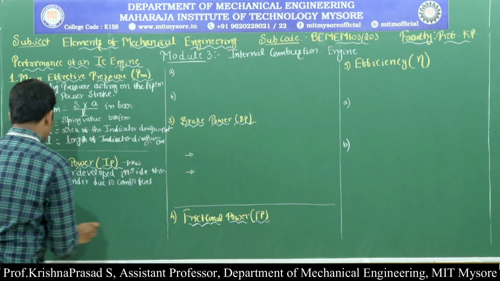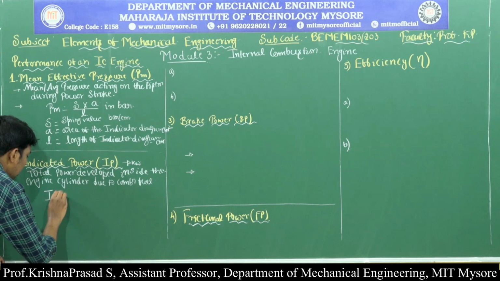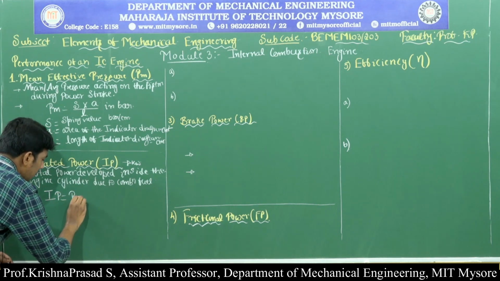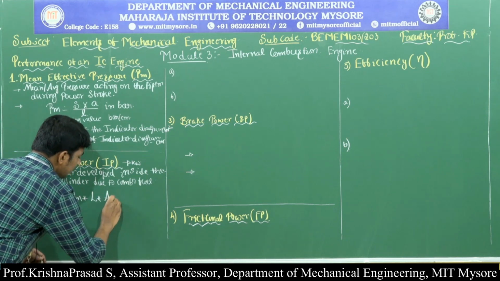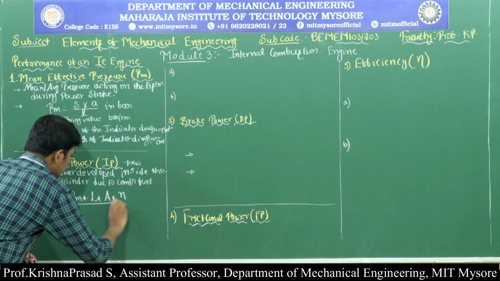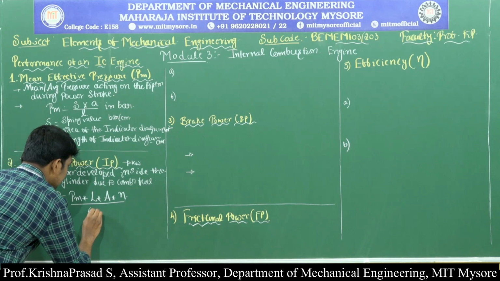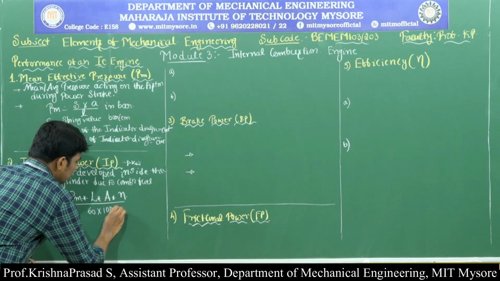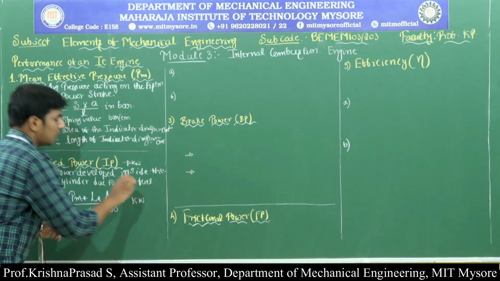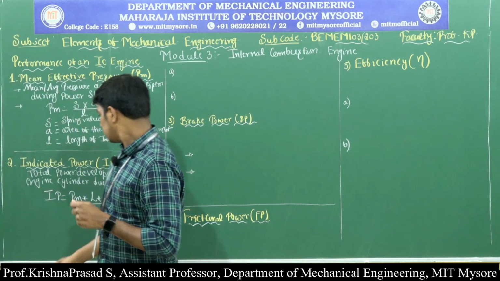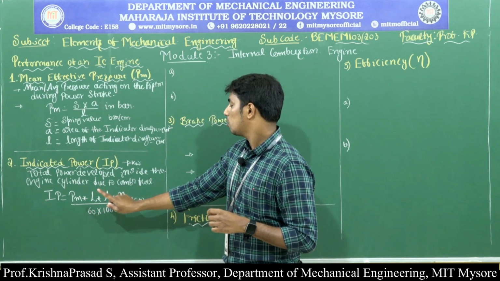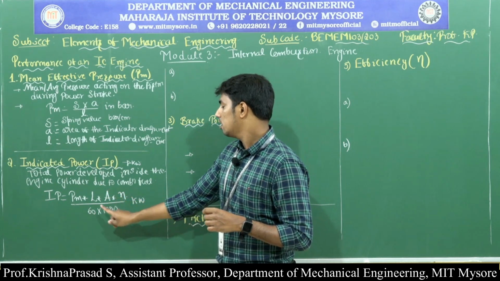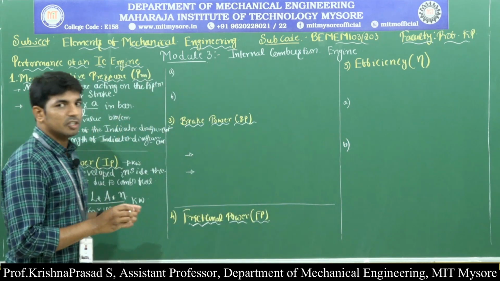Okay. So what is the formula for indicated power? IP is equal to PM into capital L into capital A into small n divided by 60 into 1000, and units in kilowatt. Here, what does PM indicate, what does capital L indicate, what does A indicate, what does n indicate? These things should be written.